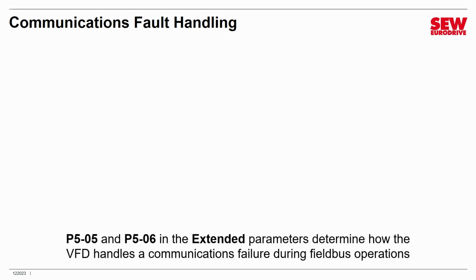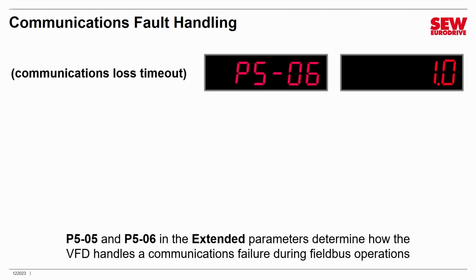Parameter 5-05 and parameter 5-06, both in the extended parameters, determine how the VFD handles a communications failure during Fieldbus operations. We're going to look at parameter 5-06 first because it's the more logical one to cover first. This is the communications loss timeout value. It is a number which represents seconds, and it indicates to the VFD how long it should allow a communications loss to occur before it takes action. By default, it's set to 1 second.